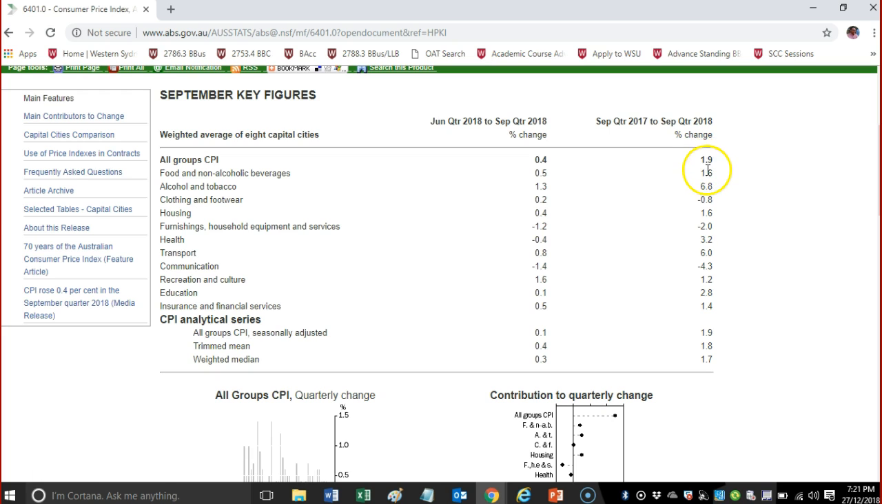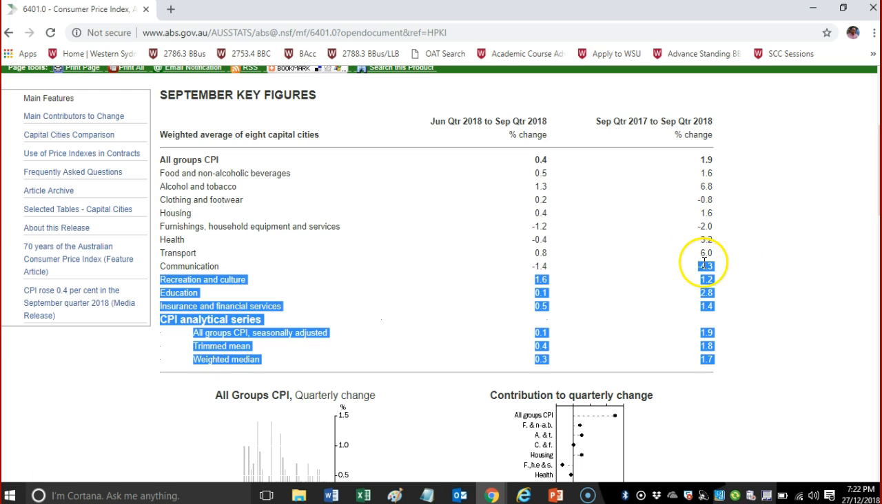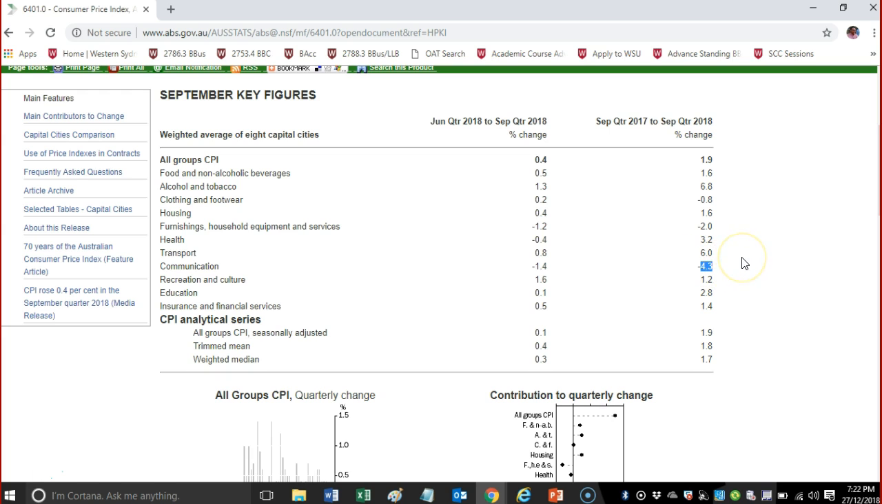And interestingly, you can then look at, well, what are the contributors here? So you can see that for some categories of goods, the prices have actually fallen, such as for clothing and footwear, for furnishings and household equipment and services, and for communications. They have all fallen in price. However, the other categories have all risen in price by more than these categories have fallen. So overall, the price index has risen.